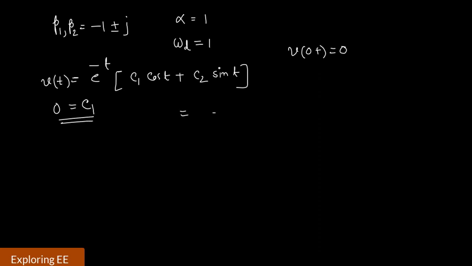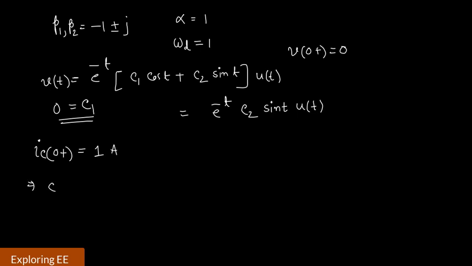So V(t) is coming out to be e to the power minus t C2 sin t. The entire expression should be multiplied by u(t). Another initial condition is at t equal to 0 plus, I_C(0+) is equal to 1 ampere current. So I_C(0+) is equal to C dV(0+)/dt. C is unity.